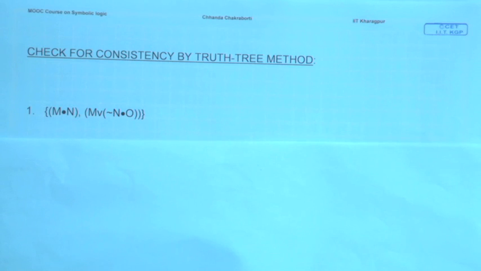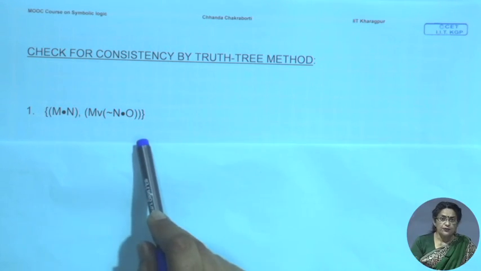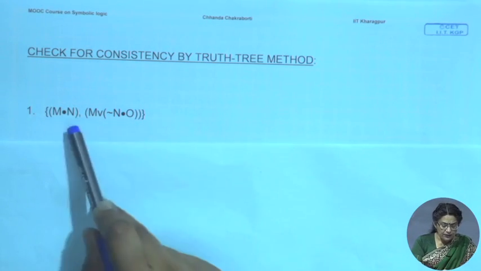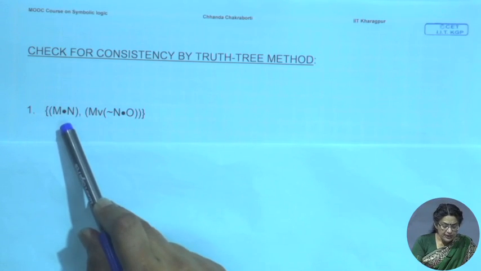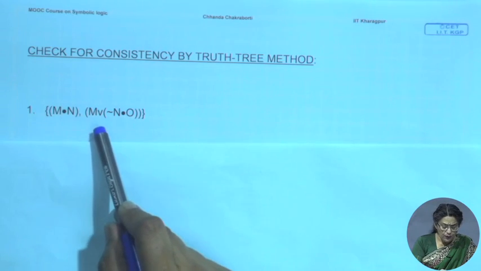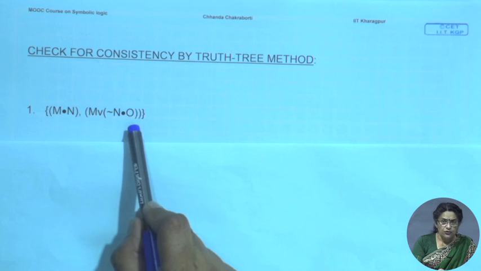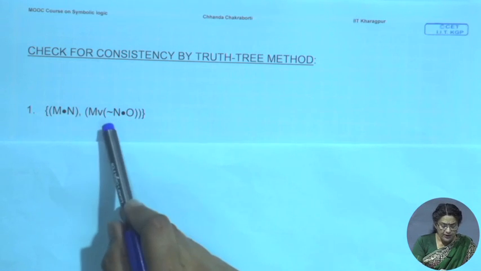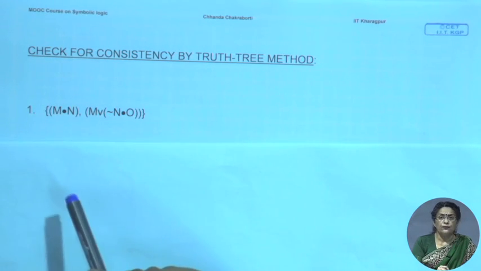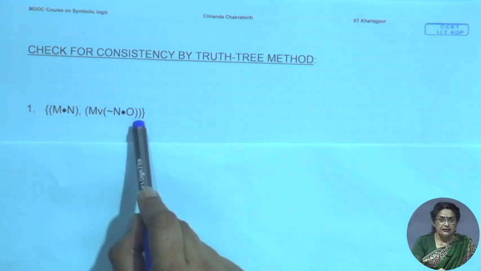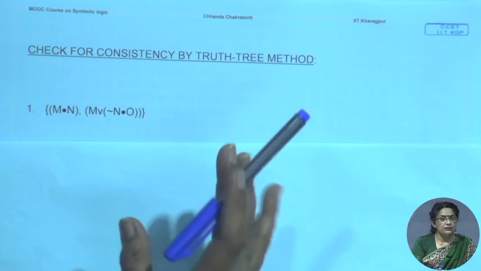Let us take a look at an example so that we can see this. Now, I would request you to keep your pen, pencil and paper ready, so that you can do this along with me. Here is the first problem. This is a set of two propositions. One of them is m dot n, the other one is m wedge, tilde n dot o, except that there is a parenthesis around tilde n dot o. So, a two-membered set: is it consistent or inconsistent? We are going to find out.